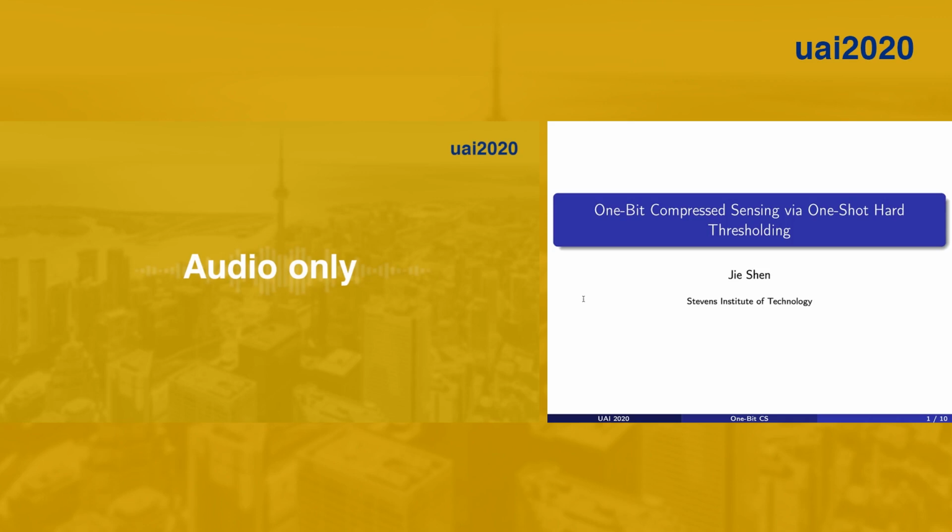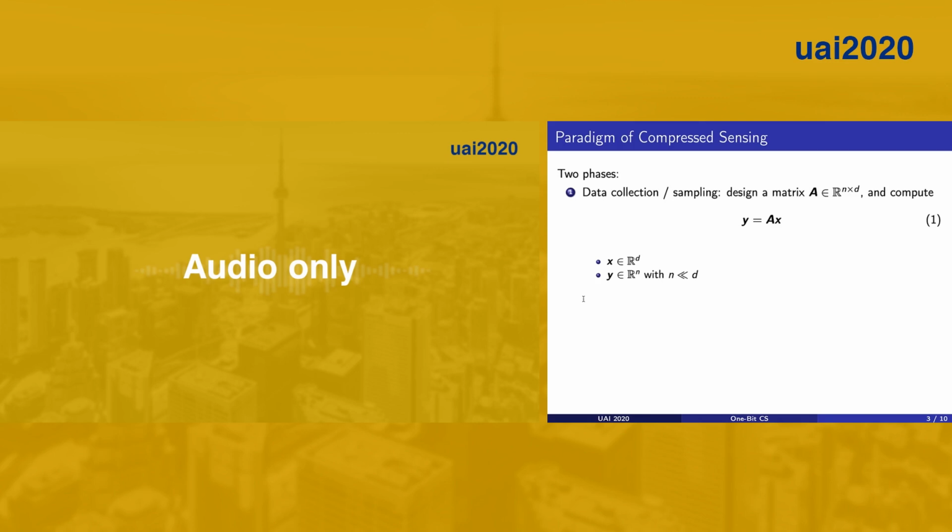Today, I'm going to introduce a fast algorithm for one-bit compressed sensing and show that it has near optimal statistical guarantee. So we can think of this process as having two phases. In the first phase, there is an underlying signal x that we want to take some fast measurements of, and we can write x as a d-dimensional vector.